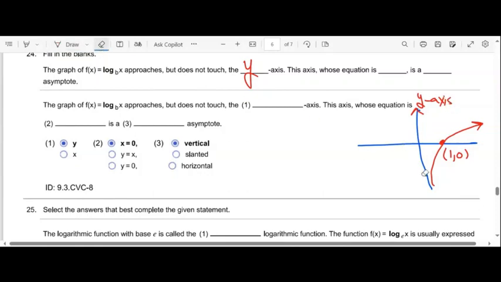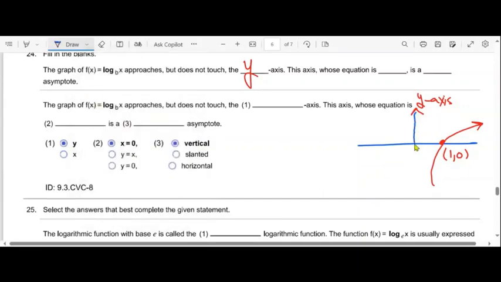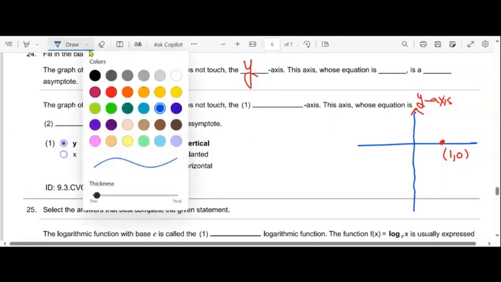I'm sorry, my line here is a little bit off because you need a grid line. So it goes like this, and this one is going to be coming closer but never touches. So it's coming closer.